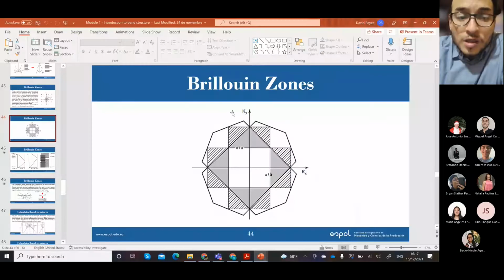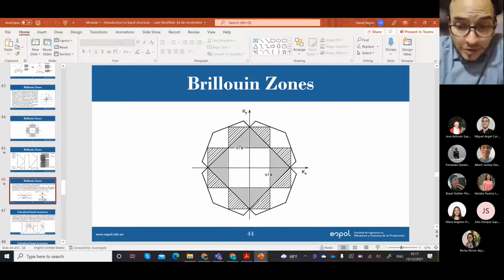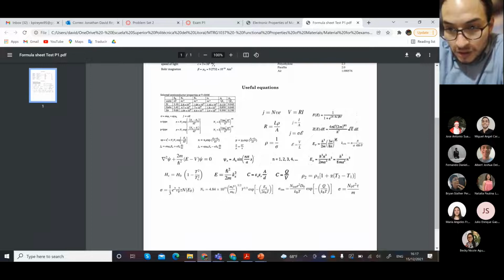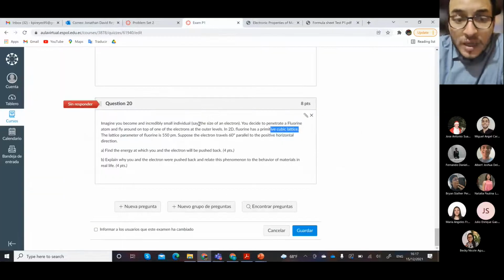So you could have either solved this by geometry and found the critical K, or you could have just used this equation, right? It was here. You see, there's the equation: K critical equals m pi over a sine theta. You are given the angle, and you are also given the lattice parameter, so you can get the critical wave vector, because that's the electron when you're pushed back.